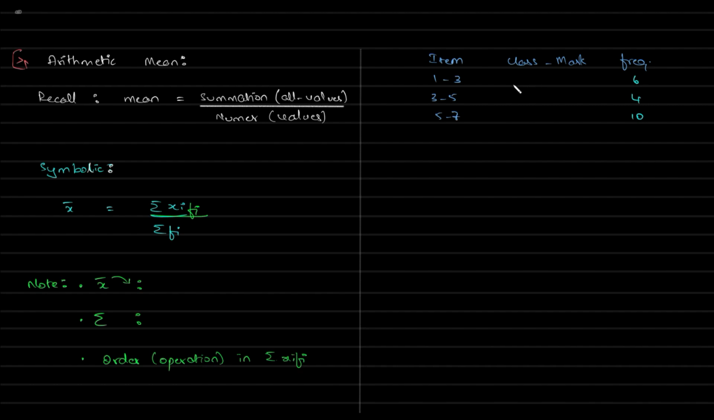We already discussed class mark, but again, I'll explain it. It is the upper limit plus the lower limit divided by 2. That is the class's average. 3 plus 1 by 2, that is 4 by 2, that is 2. 8 by 2, that is 4. 12 by 2, that is 6. Those are your class marks.